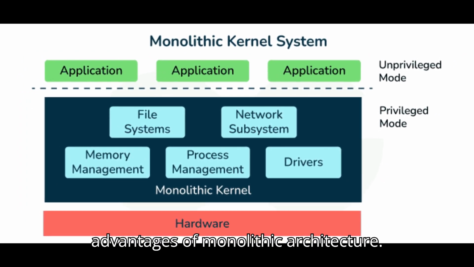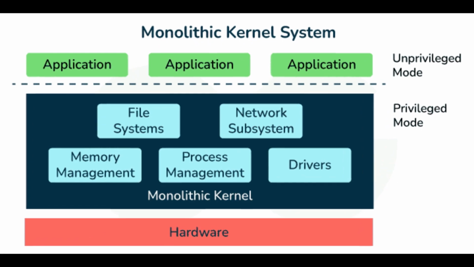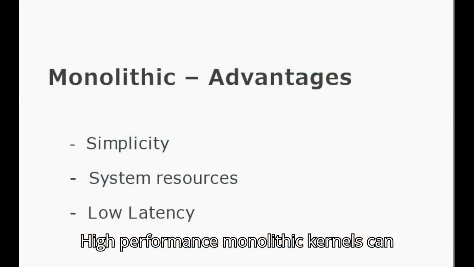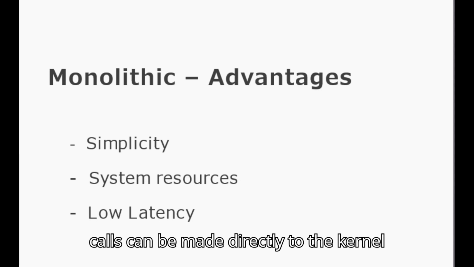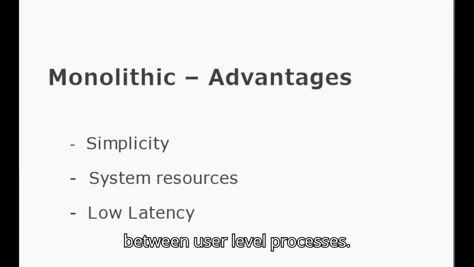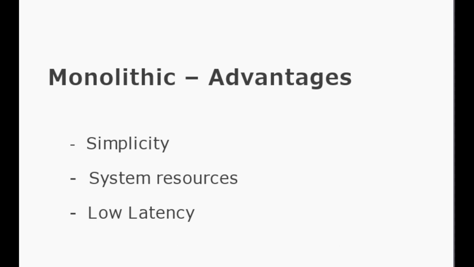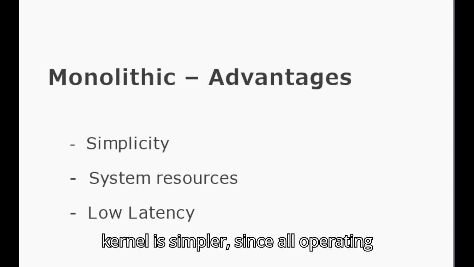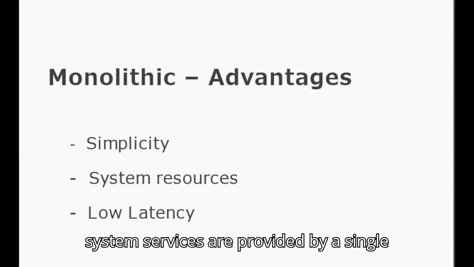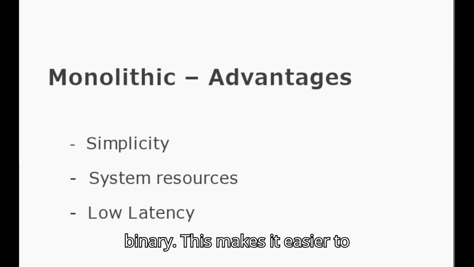Below are some advantages of monolithic architecture. High performance. Monolithic kernels can provide high performance since system calls can be made directly to the kernel without the overhead of message passing between user-level processes. Simplicity. The design of a monolithic kernel is simpler since all operating system services are provided by a single binary. This makes it easier to develop, test, and maintain.